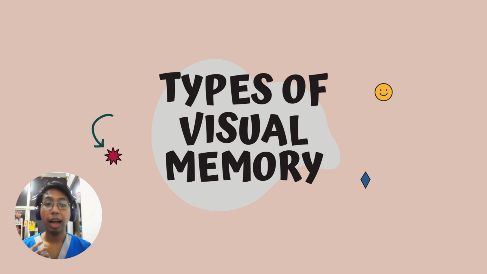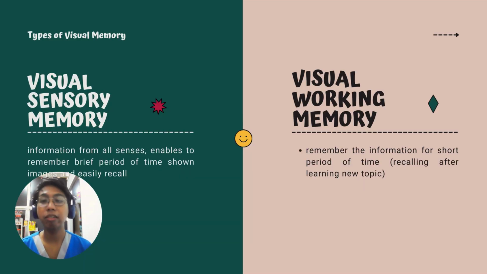So there are four types of visual memory that I would like to talk about: visual sensory memory, visual sequential memory, visual working memory, and also visual spatial memory. All right, let's start with visual sensory memory. Information from all senses enables us to remember for a brief period of time, and what is shown immediately is easily recalled. In other words, when it comes to sensory like touches and smells, it's easier for us to remember what we have seen. For example, I saw durian and I remember how it smells like.